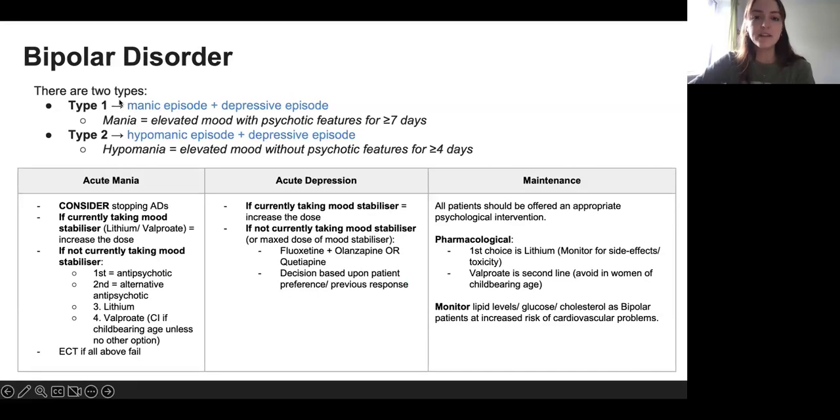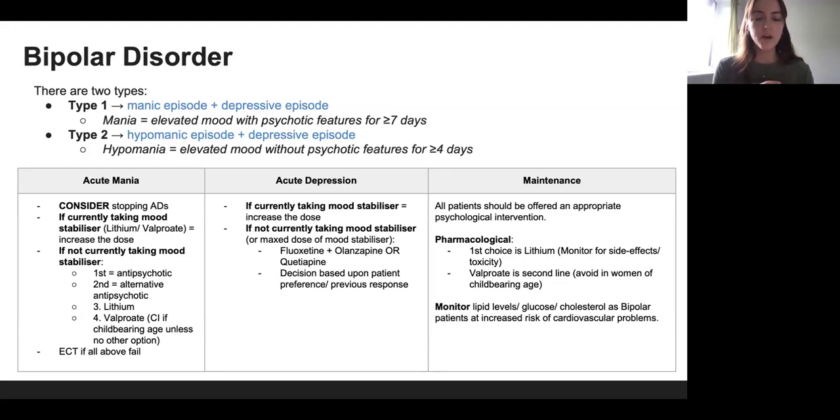There's type 1 and type 2. Type 1 is where they have the combination of depressive episodes and manic episodes, where a manic episode is defined by a massively elevated mood for more than 7 days alongside psychotic features. For example, they start thinking they've been commissioned by the Queen to find the cure for cancer or something like that. So very obvious psychotic features are required for a diagnosis of mania.